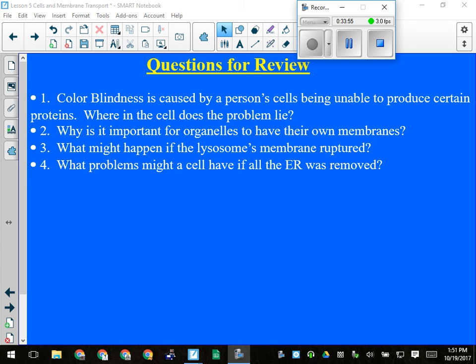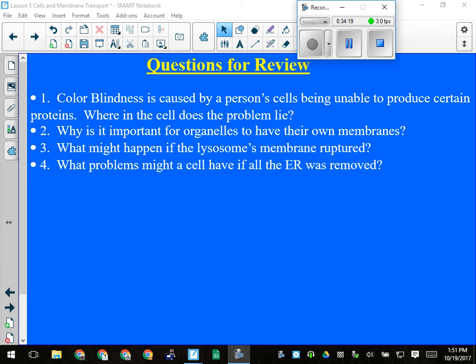Number 3, if the lysosome's membrane ruptures, what happens to the cell? It dies, because what's inside the lysosome? Digestive enzymes whose job it is to digest cellular material. So if the lysosome ruptures, the cell will eat itself to death. Probably not the way I would want to go.